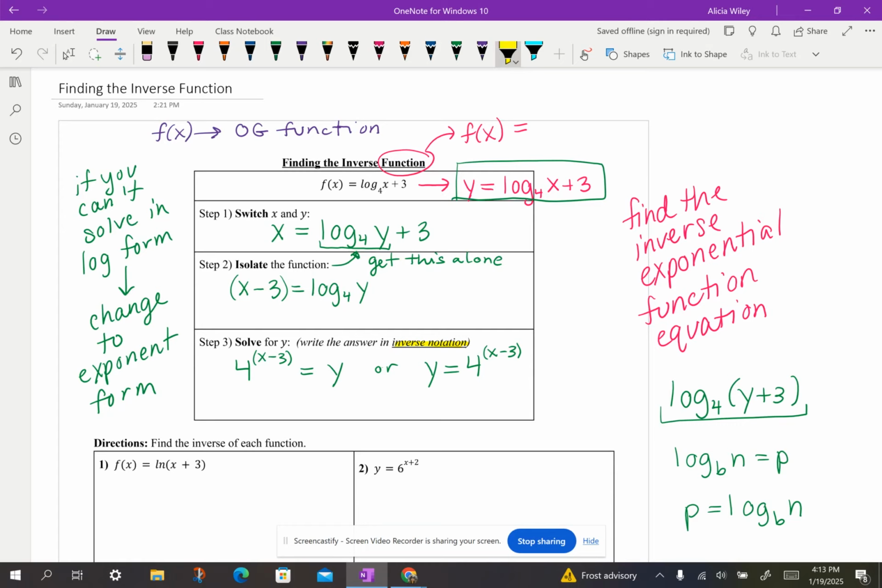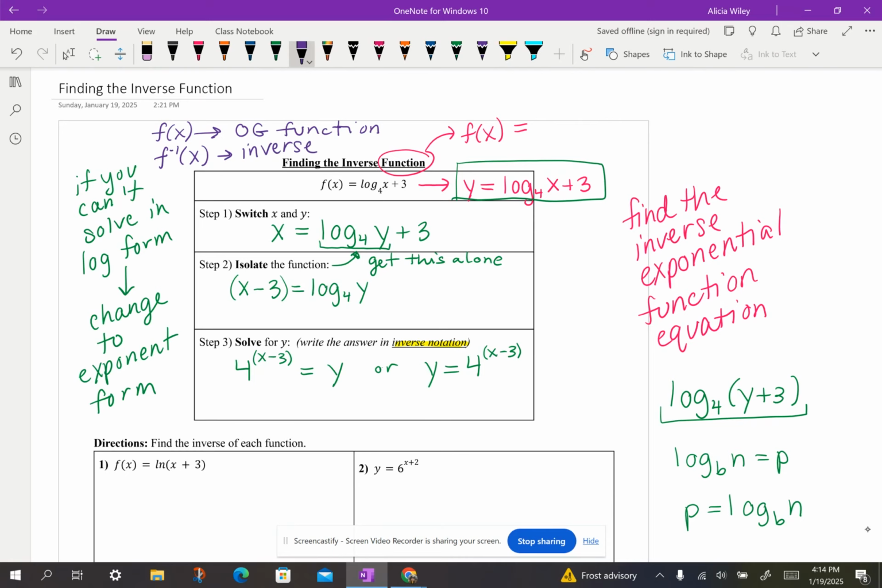Inverse notation is actually really simple. They use what looks like an exponent of -1 to indicate that it's an inverse. And that just tells me that we're not dealing with the original function. So I wrote it up here already. f of x is your original function. Call it the OG, okay? And the inverse function is going to be f of -1 of x. This is the inverse function, okay?